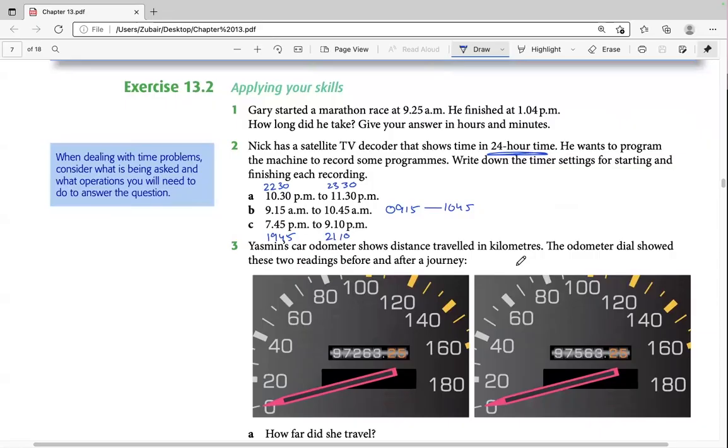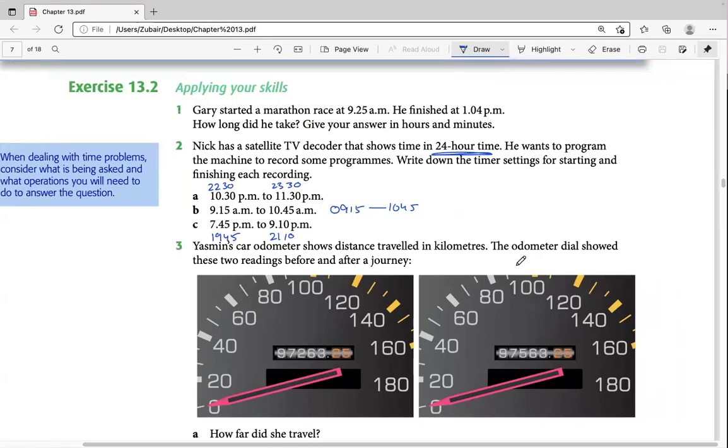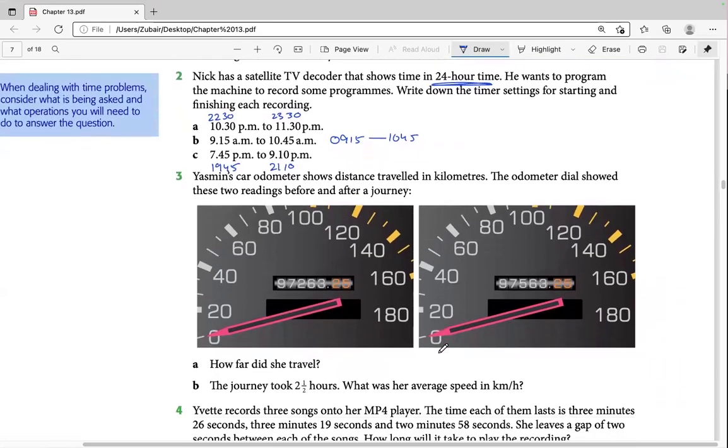Yasmin's car odometer shows distance traveled in kilometers. The odometer dial shows these two readings before and after the journey. How far did she travel? So we'll just subtract those. 97563.25 minus 97263.25 is 300.